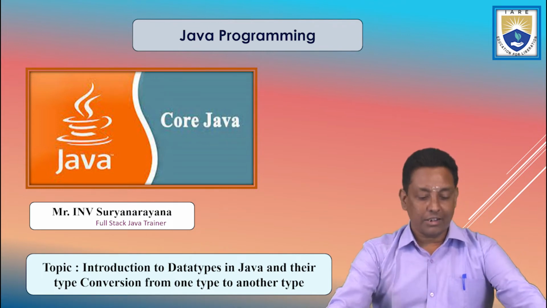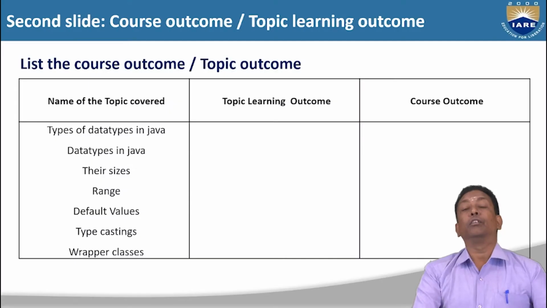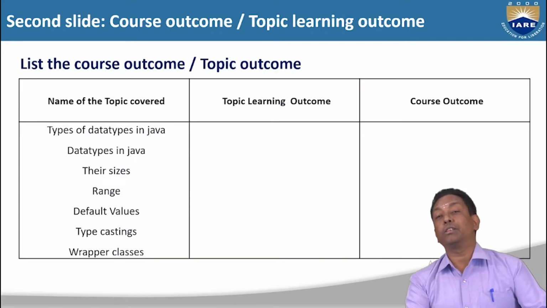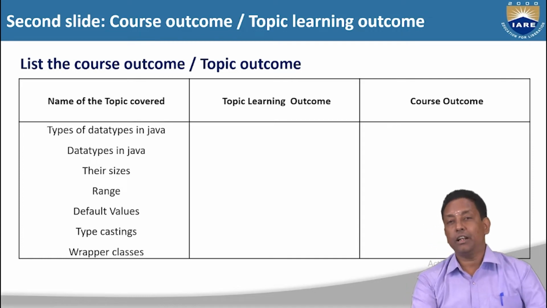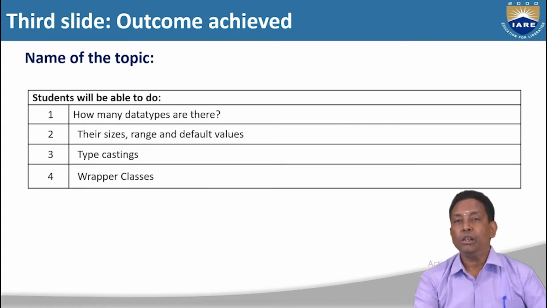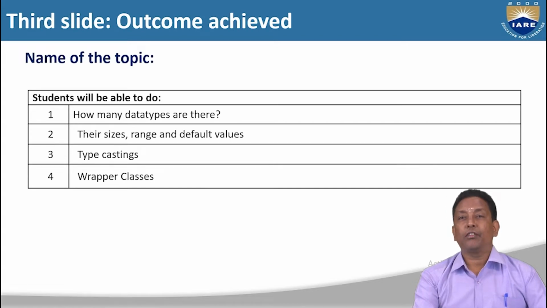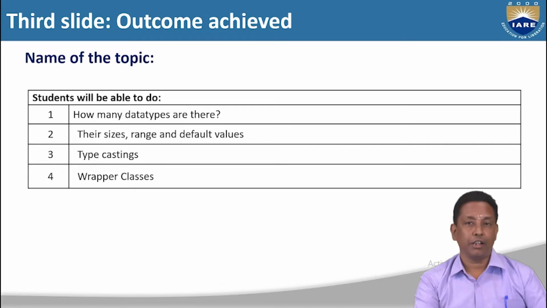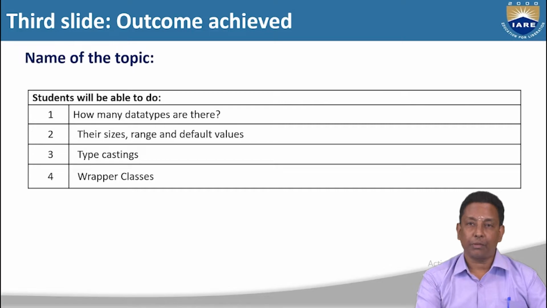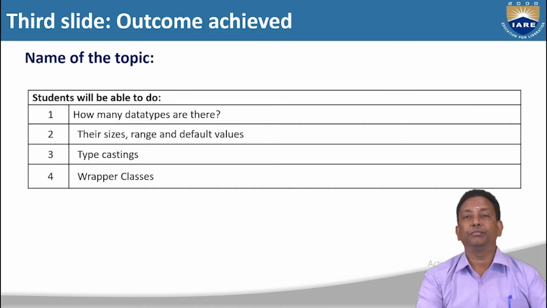Okay, let's start our overall topics. Types of data types in Java. Data types in Java, their sizes, ranges, default values, typecasting, and wrapper classes. So at the end of the course, the student is going to learn how many data types are there in Java, their sizes, ranges, and default values, how to do typecasting, and how to use wrapper classes.